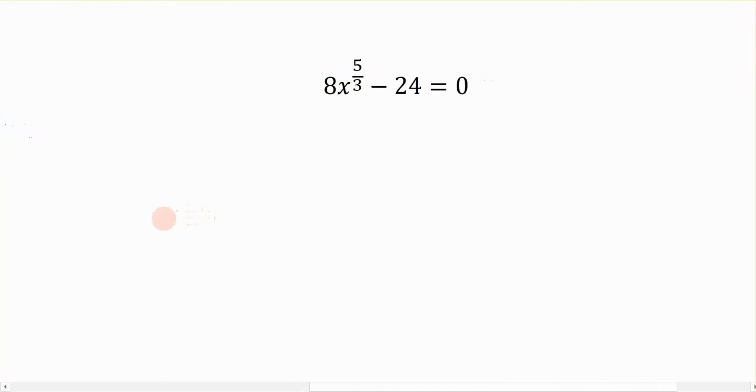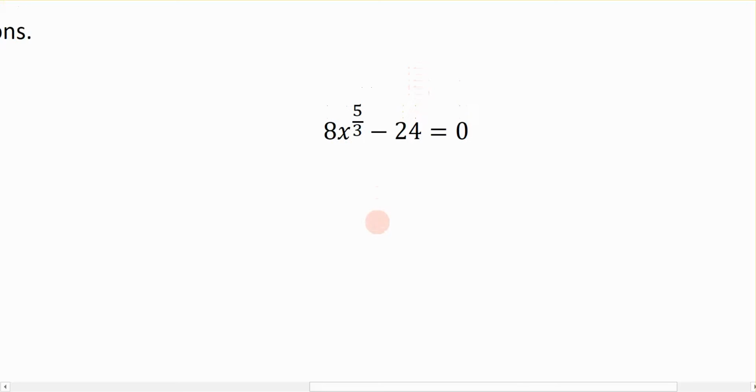Let's try that again on this problem. So I have 8x raised to the 5/3 minus 24. Again, looking at the number of possible solutions, since the numerator on my variable in the rational portion is odd, I'm looking for one solution. Now how do I go about doing that? I can't just raise both sides to 3/5 because I have too much going on here. What we want to do is isolate the variable before we raise anything to a power. So I'm going to add 24 to the right hand side.